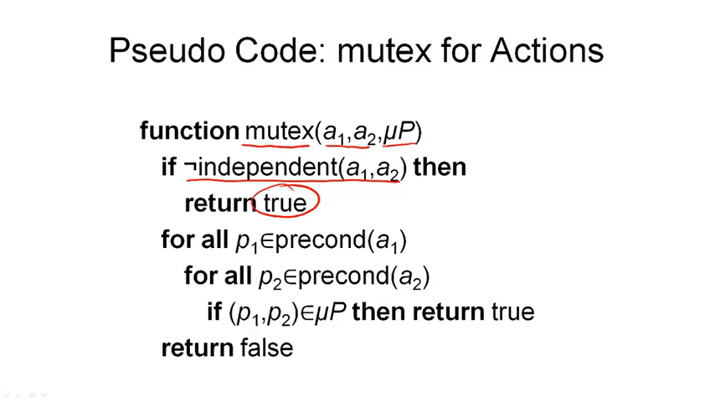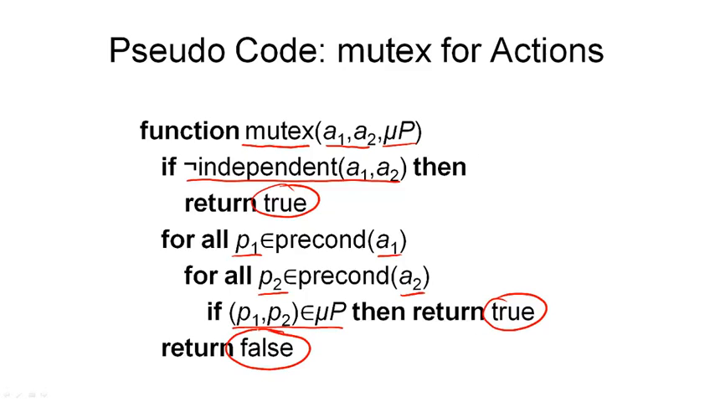Otherwise, we have to look for a pair of preconditions of A1 and A2 respectively, and these are the preconditions P1 and P2, and see whether these preconditions are mutually exclusive. So if we find such a pair of preconditions for these two actions that are mutually exclusive, then we know these two actions are also mutually exclusive. If we cannot find such a pair, and the two actions are independent, then we return false, meaning A1 and A2 are not mutually exclusive.